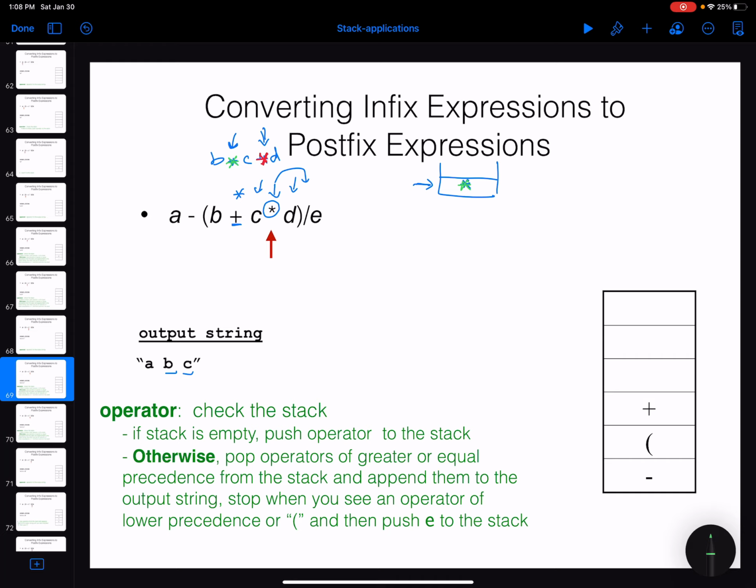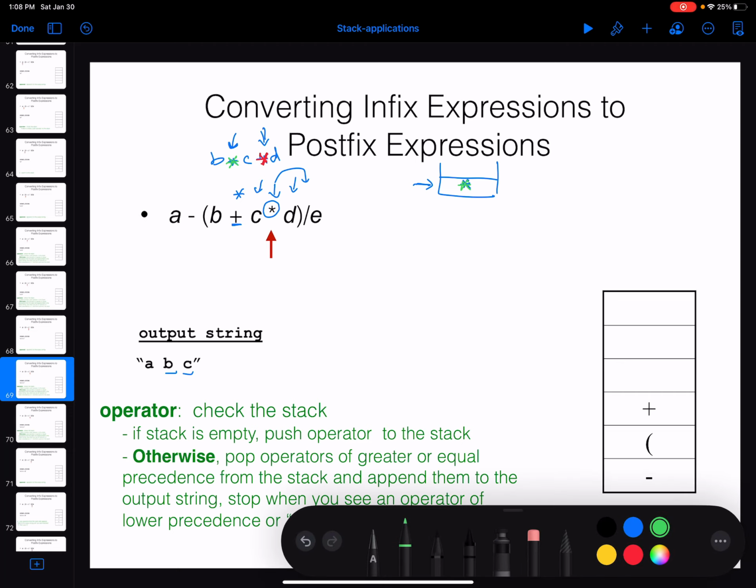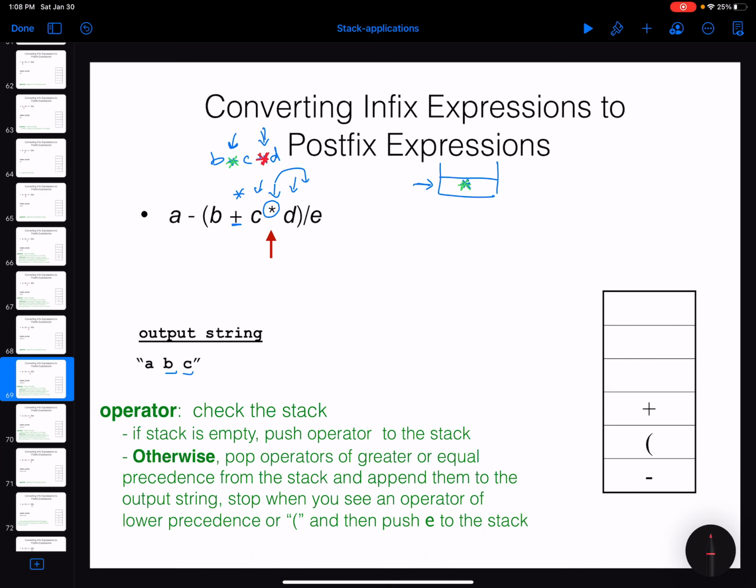So the action is that you check the top of the stack and you pop all of the operators, because everything that is on the stack is going to be either an operator or an open parenthesis, right? So you pop all of the operators which have higher or equal precedence compared to the one that you are working on. The one that you are working on is going to be this one, right? So I have multiplication. If I had some other multiplication or division on top of the stack, you would pop all of them and write them down.